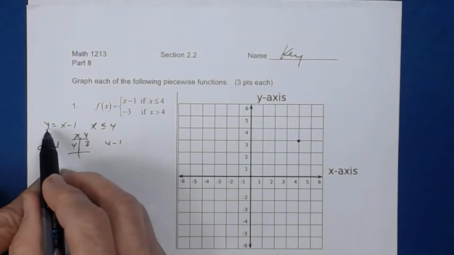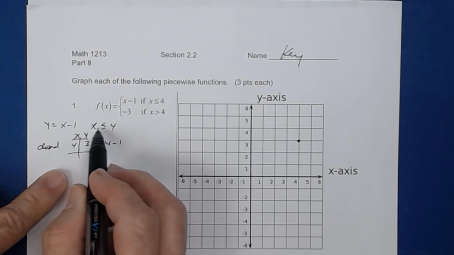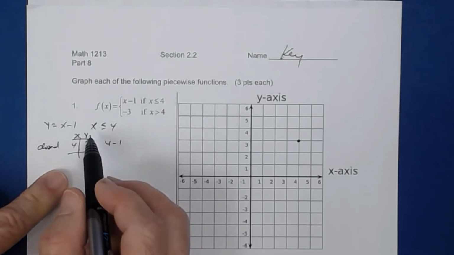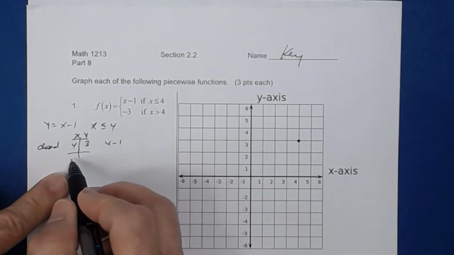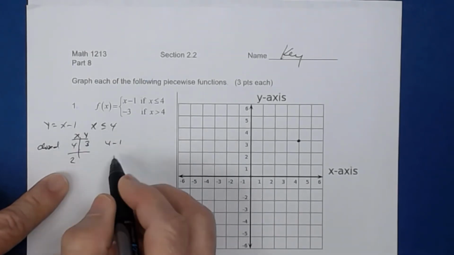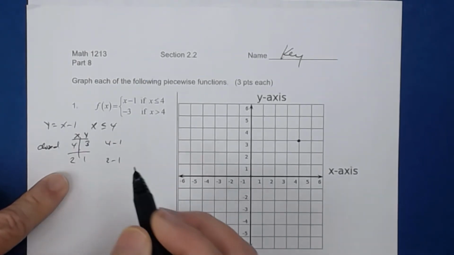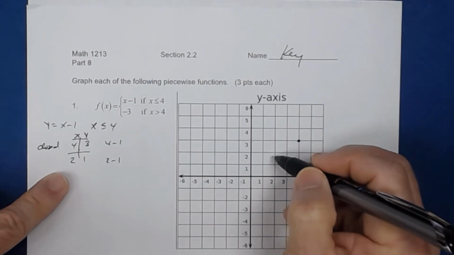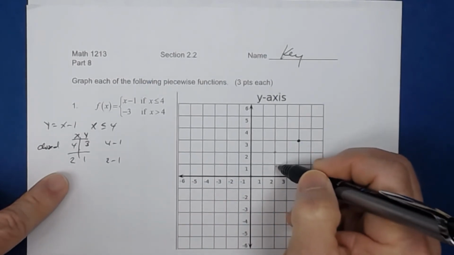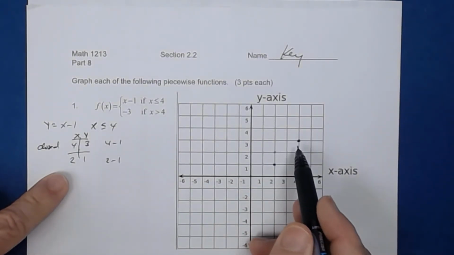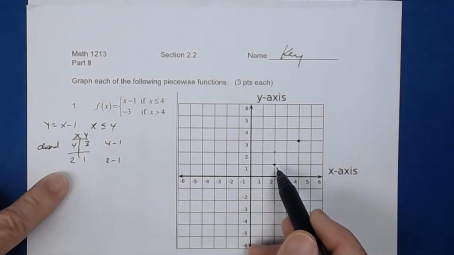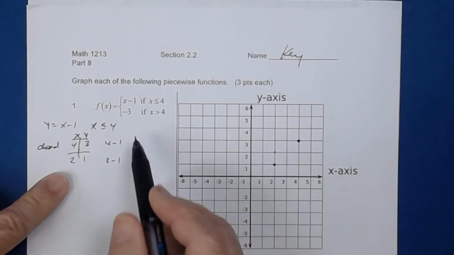Okay, so remember, that's the only time I can use this part of the function, if x is less than or equal to 4. So let's say x is 2. So if x is 2, I get 2 minus 1, which is 1. So I'm going to plot the point 2, 1. All right. Oops, sorry, right here. So 2, 1. All right, so notice those are closed circles, because for those points, the x value is in this domain.